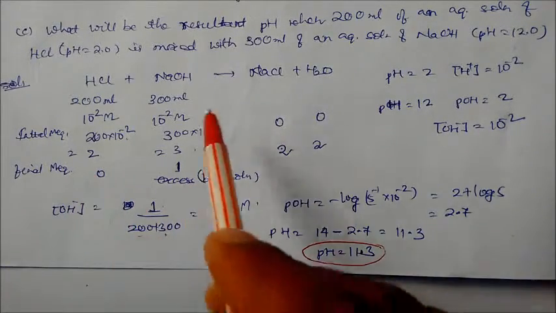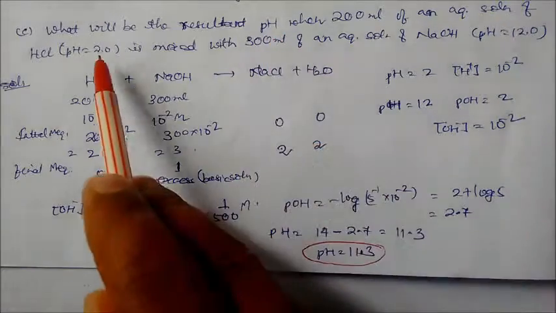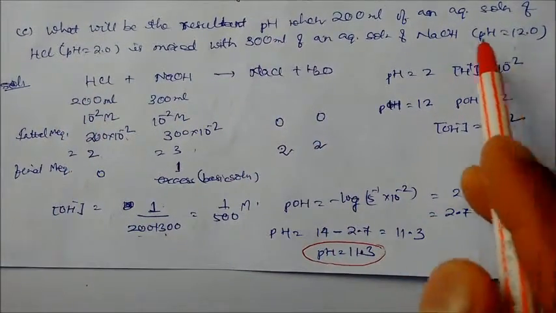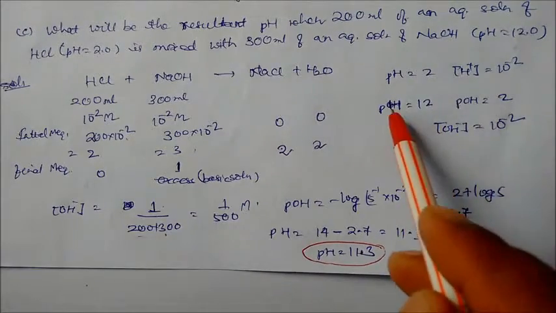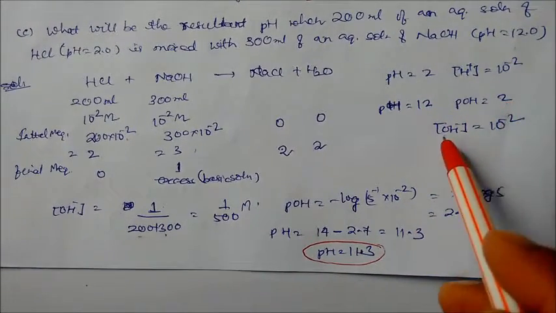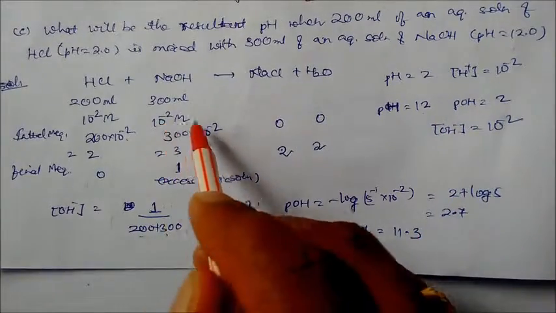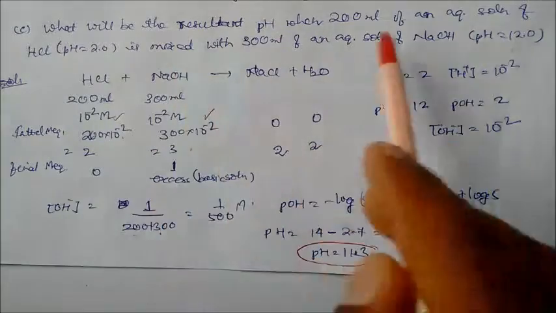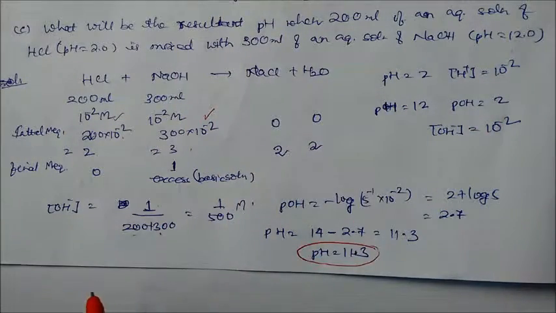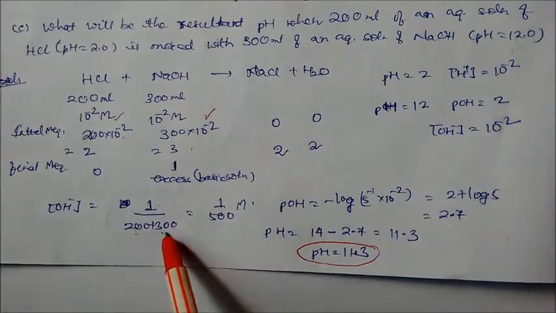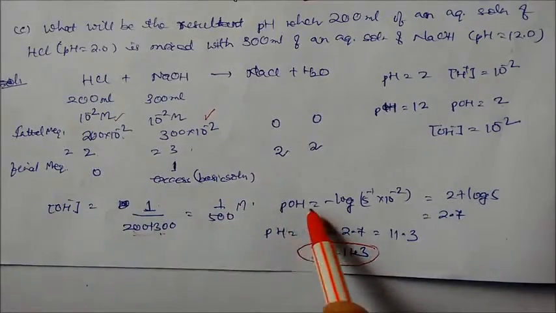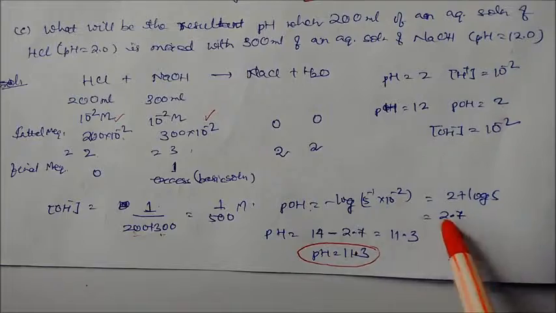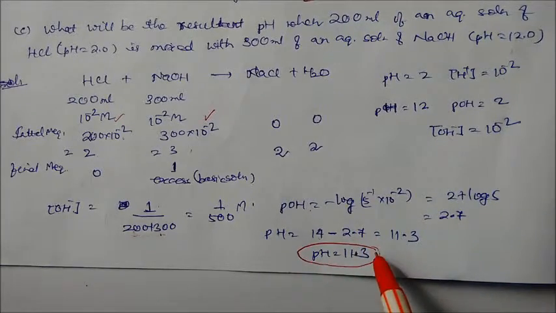Now see here, pH is given, pH is 2 for HCl. pH 2 means the concentration of H plus is 10 to the power minus 2, and similarly for OH, pH is 12 means pOH will be 2, so the concentration of OH will be 10 to the power minus 2. So these are the concentrations which we are deriving from the pH value and pOH value. On solving 1 by the total volume, you will get this much. So OH is equal to 5 into 10 to the power minus 2. If you solve it, pOH you will get 2.7. So pH is 14 minus 2.7, this is 11.3.